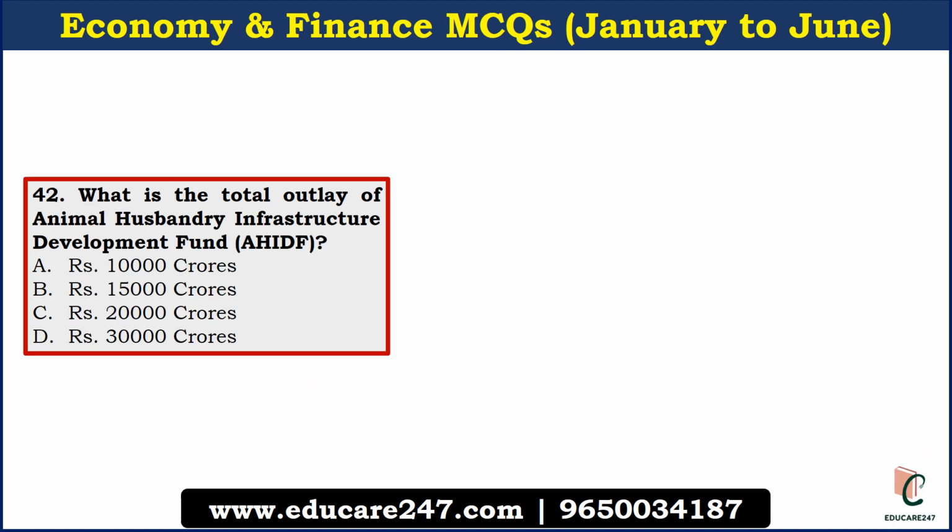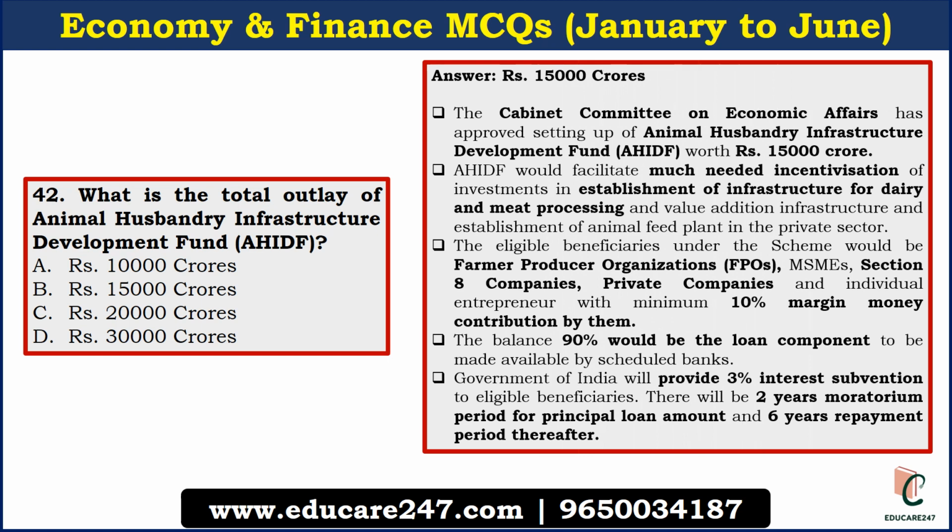The next question is, what is the total outlay of the Animal Husbandry Infrastructure Development Fund? The answer is 15,000 crores. Recently, the Cabinet Committee on Economic Affairs has approved the setting up of the Animal Husbandry Infrastructure Development Fund worth rupees 15,000 crores. This fund will help in the establishment of infrastructure for the dairy and meat processing industry. It will add additional value in terms of infrastructure development.